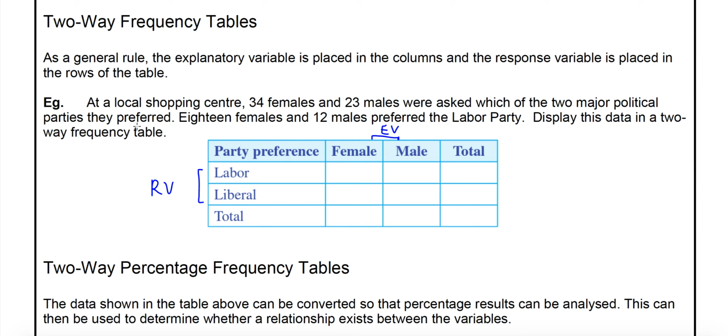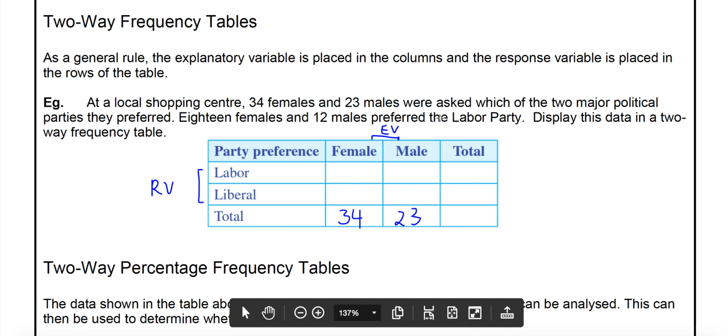From here, you want to read the question carefully and enter information, because you're not going to be given every single entry in this table. You're going to have to work out what's missing. So at a local shopping centre, we have 34 females and 23 males. So you go into the columns where the female column is, and in the total you should have 34 altogether, and for male you should have 23. And from there you can total it up further and say, all right, we've got 57 people altogether.